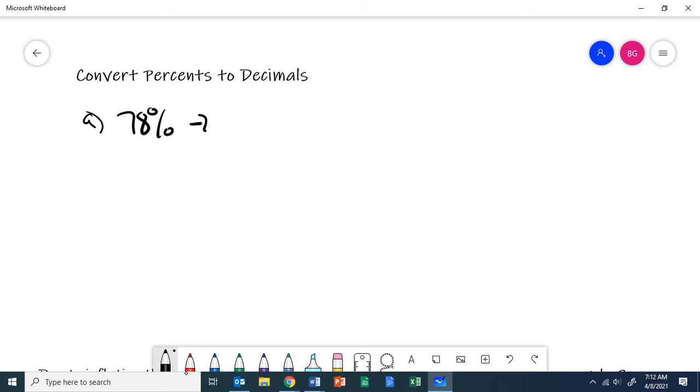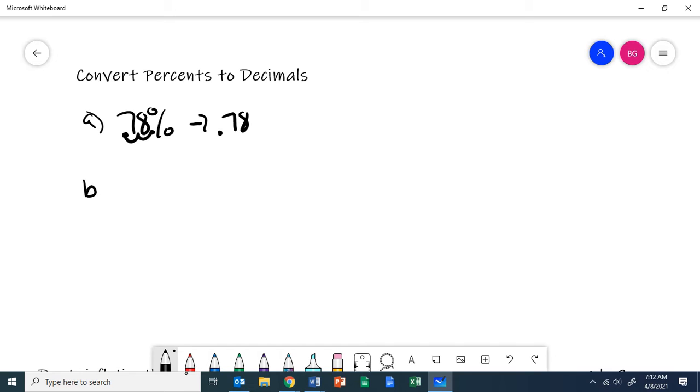Or here's one way that people like to remember. They like to find the decimal point, and this is what dividing by 100 means. You find the decimal point and you move it 2 times to the left. So now instead of 78, we're going to have 0.78. And then it's just a decimal, and we just get rid of our percent sign. So converting percents to decimals, just move it 2 places to the left, or just divide it by 100.